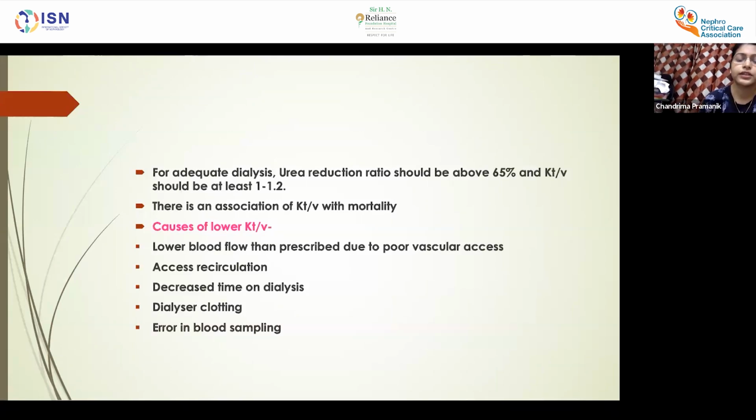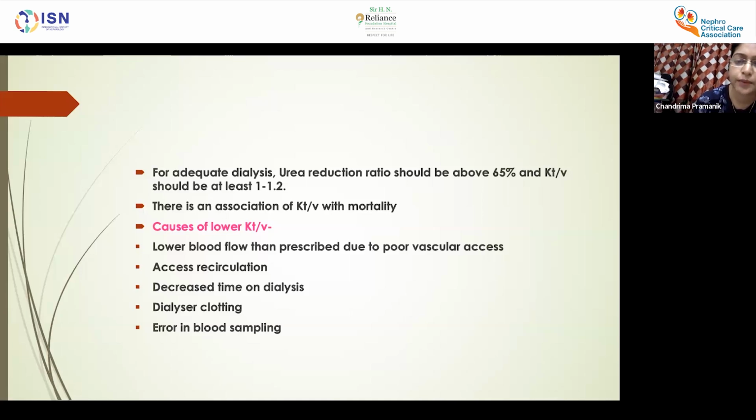There is another thing actually. There are a few causes which can lead to erroneous values of KT by V. One is if there is lower blood flow than prescribed because of poor vascular access, or if there is some access recirculation, that is, if there is any venous stenosis, there may be turbulent flow across the circulation, and blood may go from the venous line to the arterial line. And in that case, there may be an erroneous calculation of KT by V.